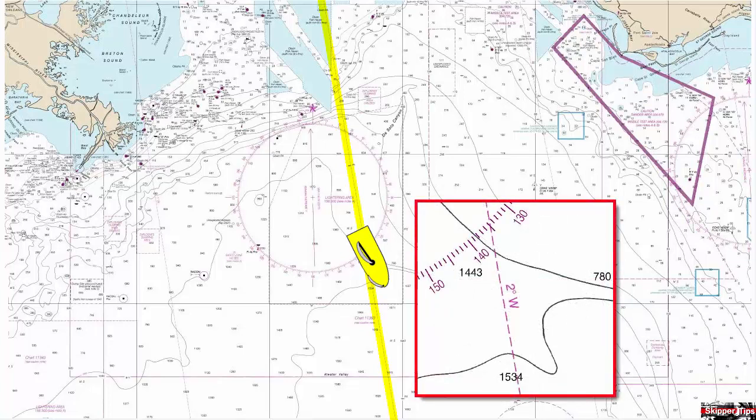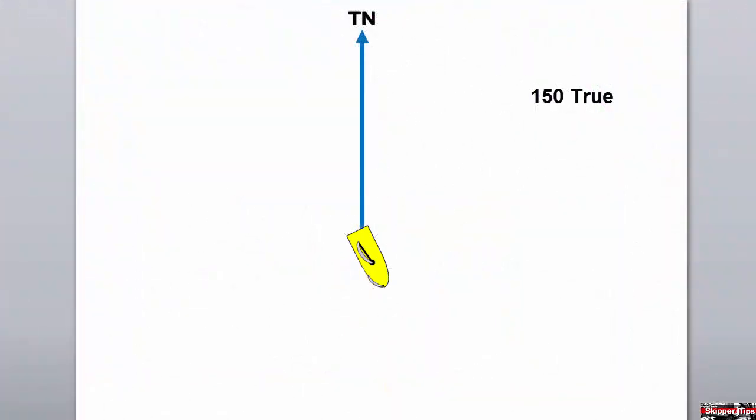Now let's draw a compass diagram to find the magnetic course to steer. Your true sailing course will be 150 degrees. Draw a line straight up as shown by the blue line and label this line TN, which stands for true north. Draw another line to represent your sailing course.